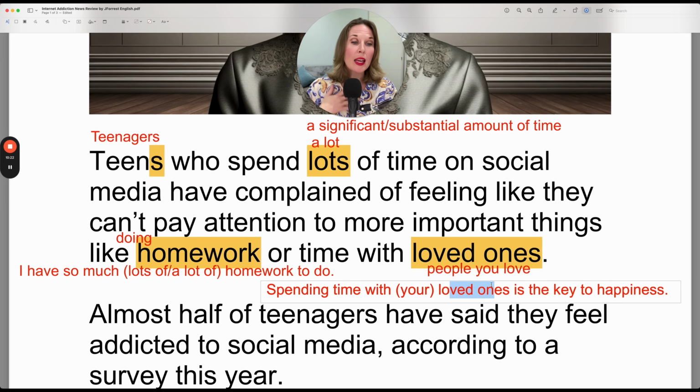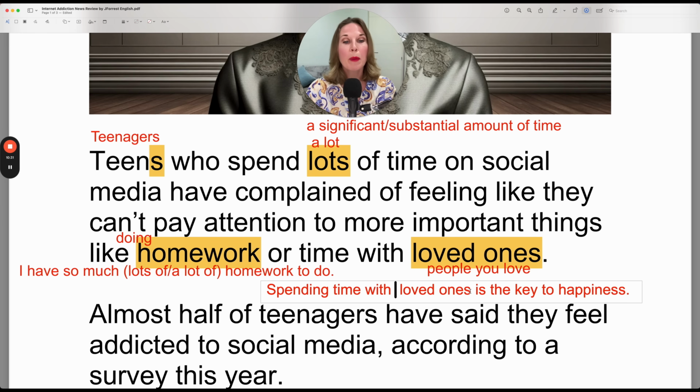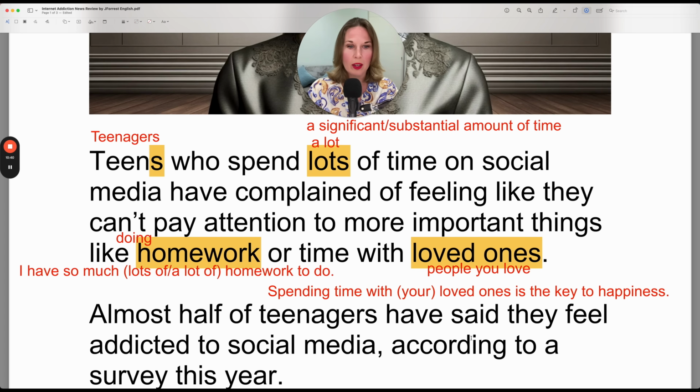Now, you can make loved ones possessive and say your loved ones, but that's not required. And it's common to just say spending time with loved ones. But if you want, you could say, I spent time with my loved ones, if you want.